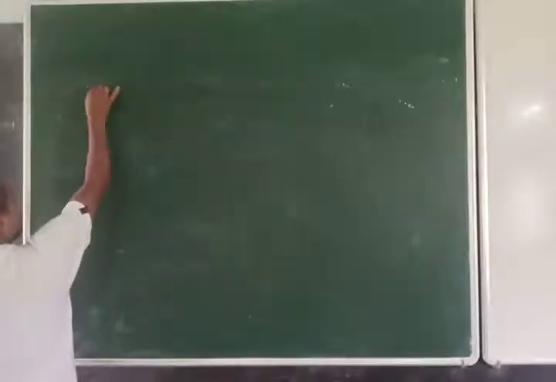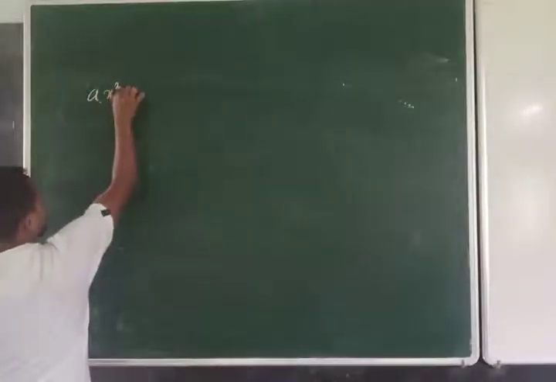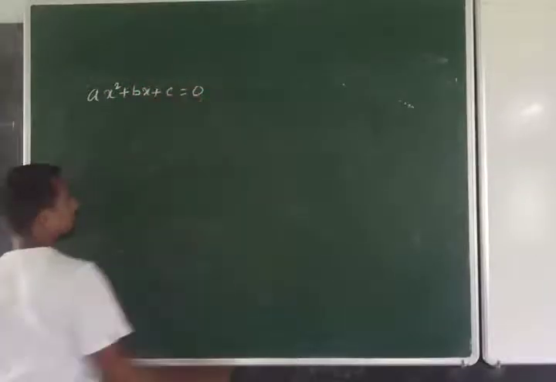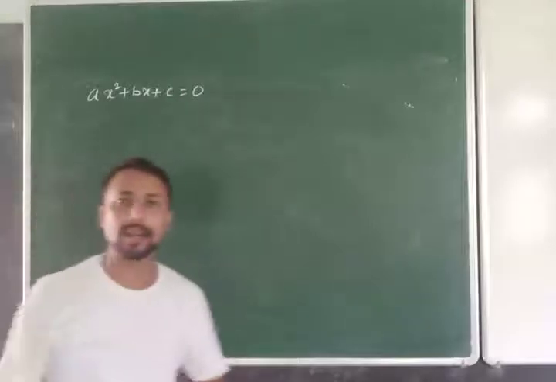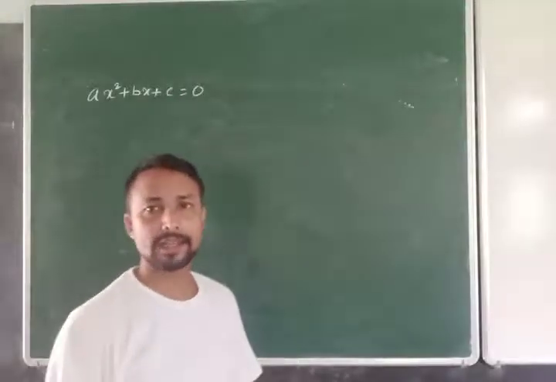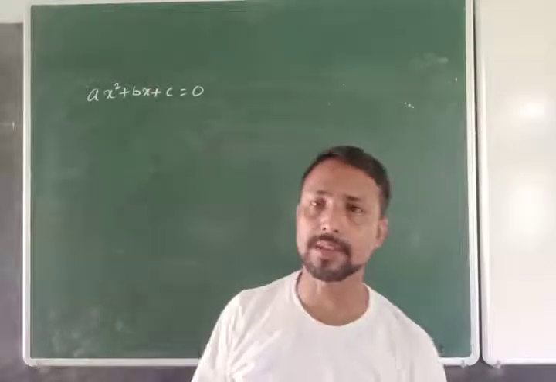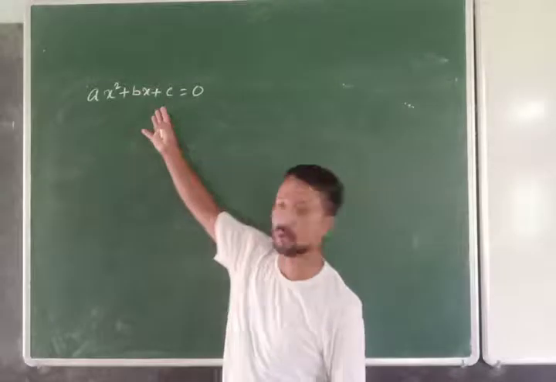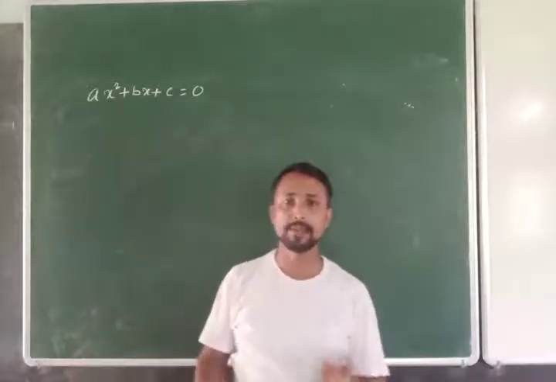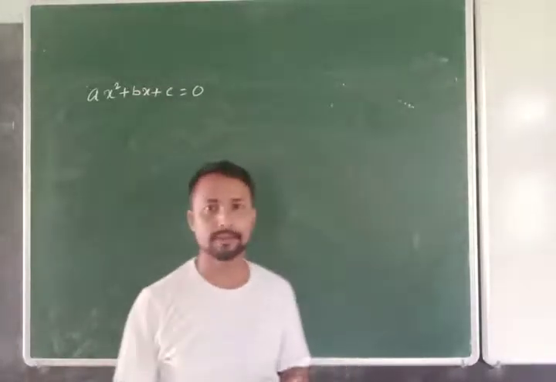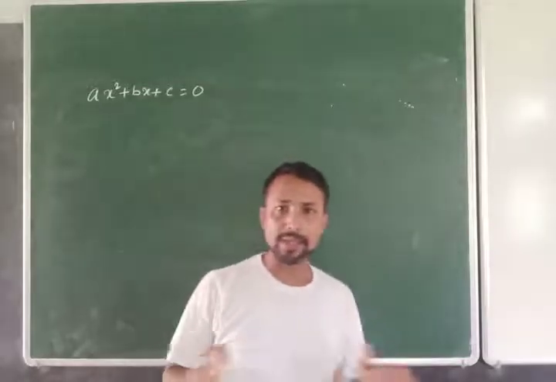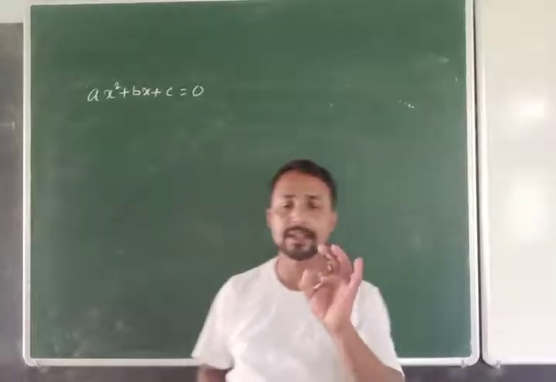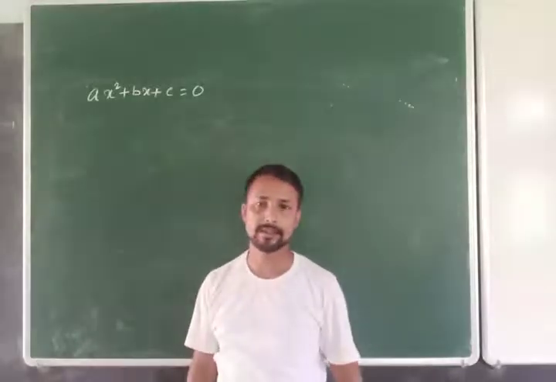Let us take a general quadratic equation ax square plus bx plus c equal 0. We have to solve this quadratic equation by the method of completing the square. Here, when we proceed, we have to remember at least two identities.